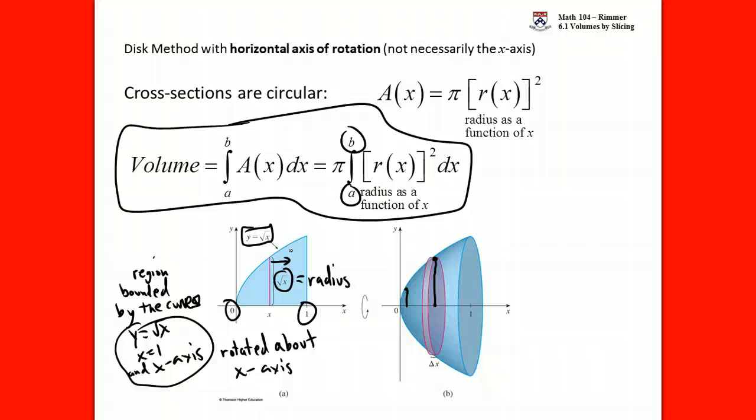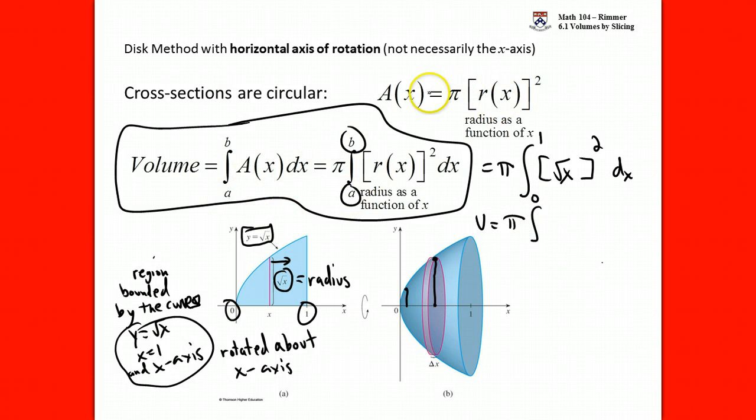So what's the formula? Pi, the integral from 0 to 1, where I take the radius, which is root x, and I square it. Not bad at all. Square root x squared, you get x. So the volume of this shape is pi. Why is pi a part of this? Because it was part of the circle formula.